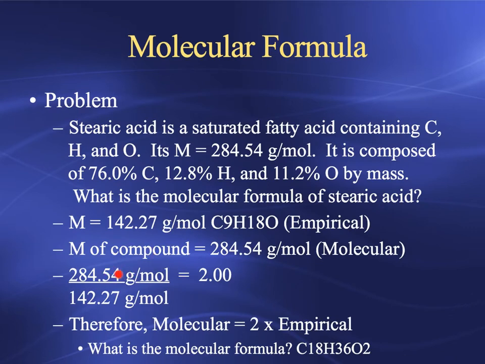We're going to take the molar mass of the molecular divided by the molar mass of the empirical. We get a nice, even, once again, 2.00. Therefore, the molecular formula is twice that of the empirical formula. Stearic acid's formula, then, is double what it was empirically. So it ends up being C18H36O2. So it's a pretty lengthy compound there, 18 carbons. But that is its formula. Its empirical formula was C9H18O. It ended up being double that based on our numbers.